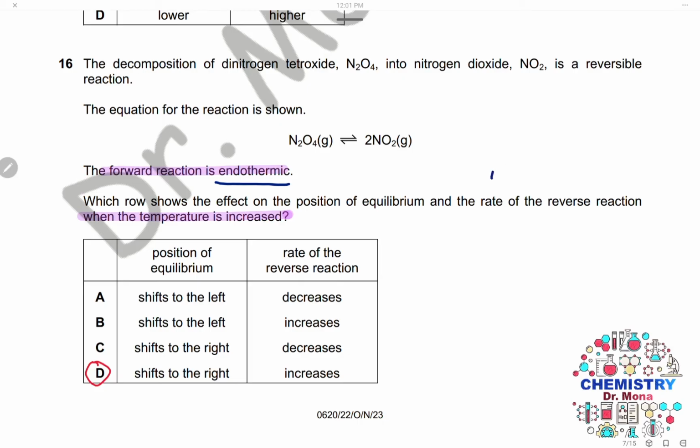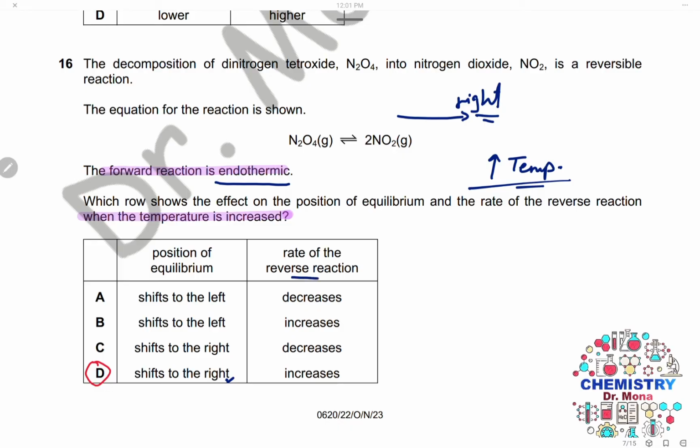increases? Because the forward reaction is endothermic, by increasing the temperature, of course, the equilibrium will be shifted toward the forward side, or the right side. So we will have a position of equilibrium shifted toward the right because the right is endothermic. So we will choose shift to right.